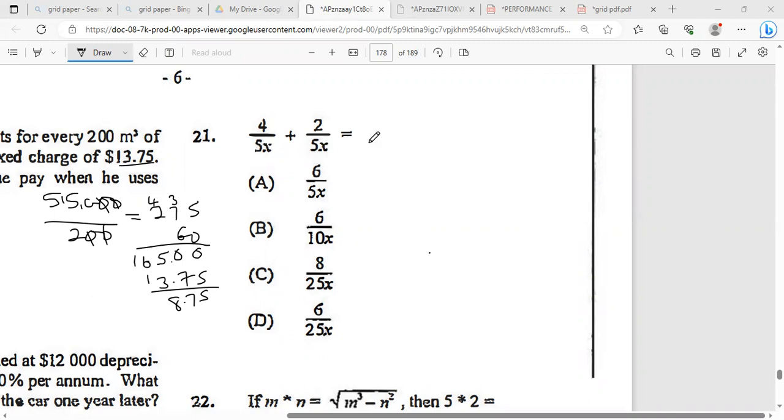And so we have 5x, so that it's the same denominator, so we keep the denominator, just add the numerator, which is 6 over, so that's A.